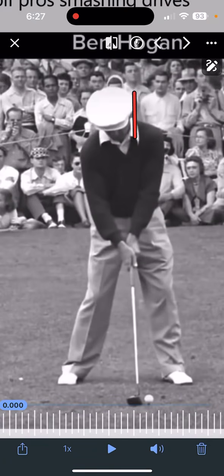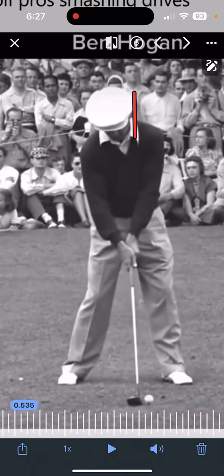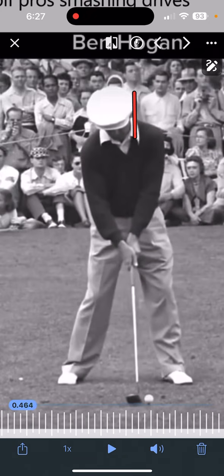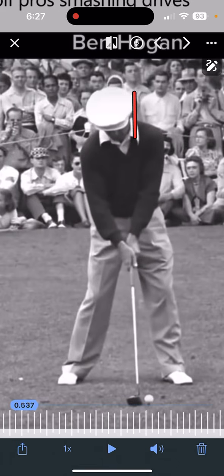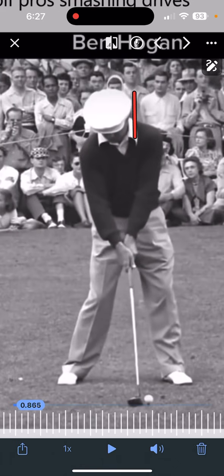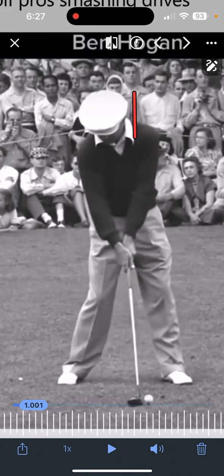Is Hogan a lead side or trail side dominant player? Well, there's no question, but I'm going to show you how to understand the difference, because there's an absolutely massive difference in the two. So first of all, you're going to notice Hogan's extremely weak right hand grip, and this is going to require him to do some stuff with his hands to help square the clubface as he's coming down.